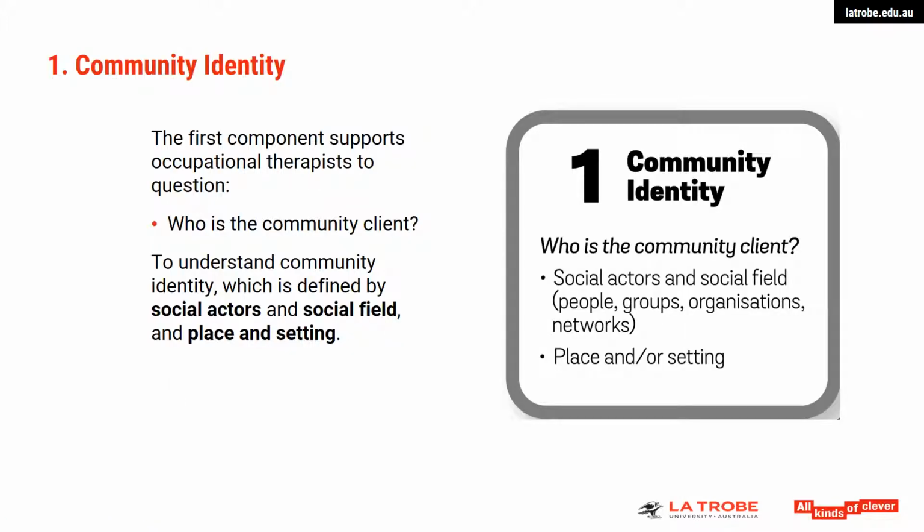The first component supports occupational therapists to question, who is the community? In this part of the framework, it's important that you try to understand the community identity, which is defined as a social field encompassing different social actors, including people, groups, networks, organisations and businesses. A community is also defined by place and also by setting, and it's important that you explore all components of this to understand community identity.